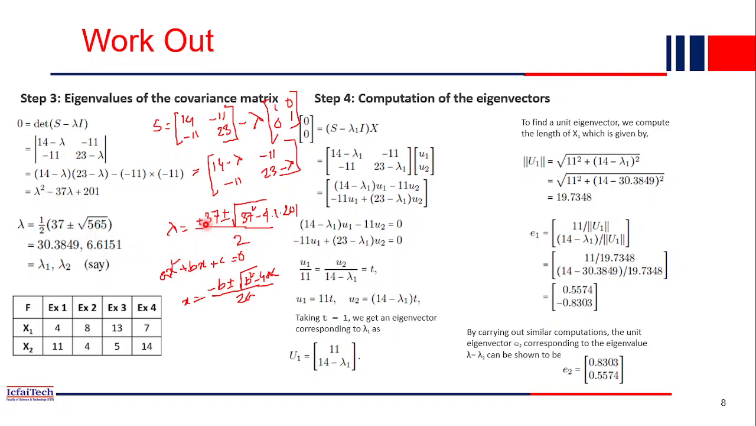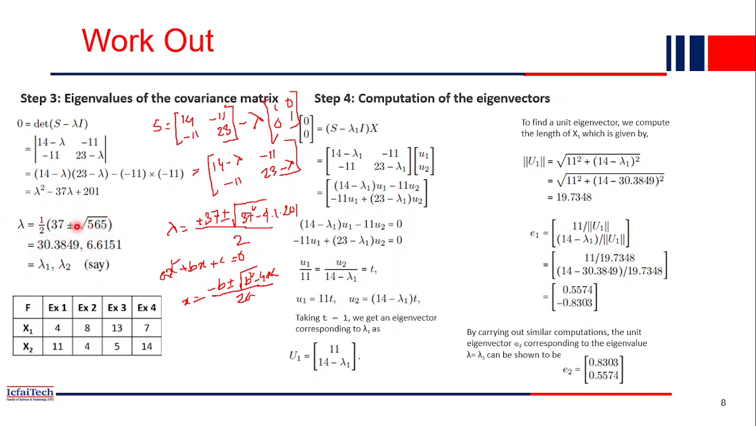So that's why I have written minus 37, minus minus is plus 37 plus minus root over b square, right? b is 37, minus 4 into a. The a value is 1 here, and the c value is 201, so 201 by 2 into a, which is 1. So if you solve this equation, you will get the lambda value.